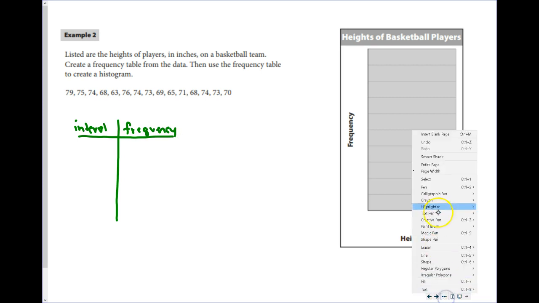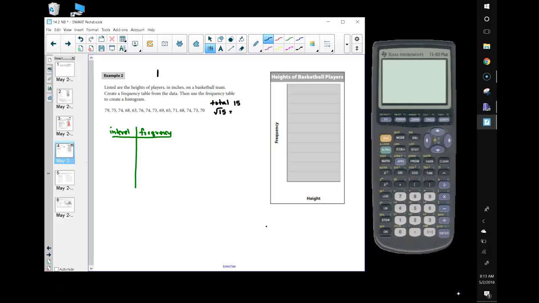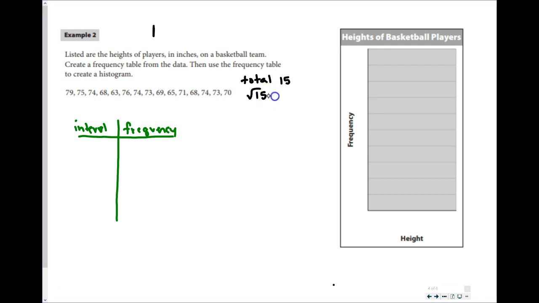The first thing I'm going to do is count the number of data points I have. I've got 1, 2, 3, 4, 5, 6, 7, 8, 9, 10, 11, 12, 13, 14, 15. So I've got a total of 15 data points. To help me figure out my intervals, I'm going to take the square root of 15. That's unfortunate, it's not a perfect square, but I've got a calculator to help me. On my calculator, I go second square root symbol and type in 15. I get a decimal. It's 3.8, so I'm going to round that up to about 4. So the square root of 15 is about 4. That means my intervals are going to be 4 apart.